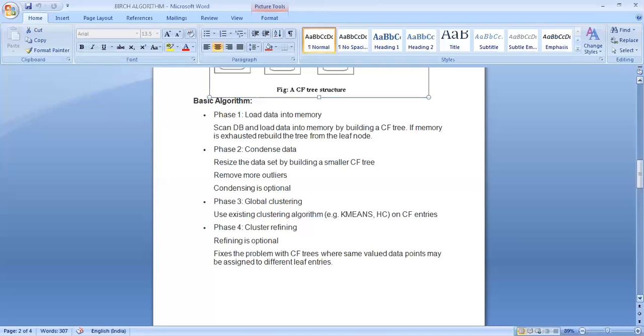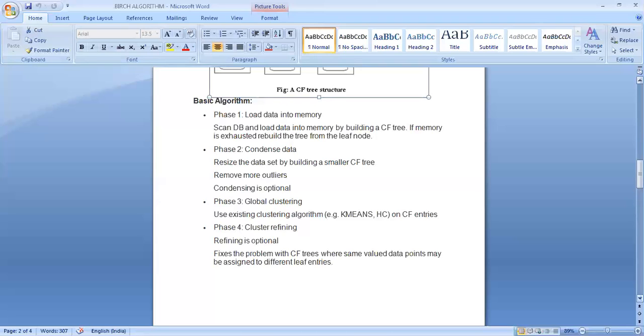The third phase is global clustering. In this phase, we use any required clustering technique like k-means, hierarchical clustering, or the CURE algorithm to cluster our data. That's also a necessary step, because otherwise we cannot create a tree, since at the bottom of our tree we need clusters. So this is an essential phase.